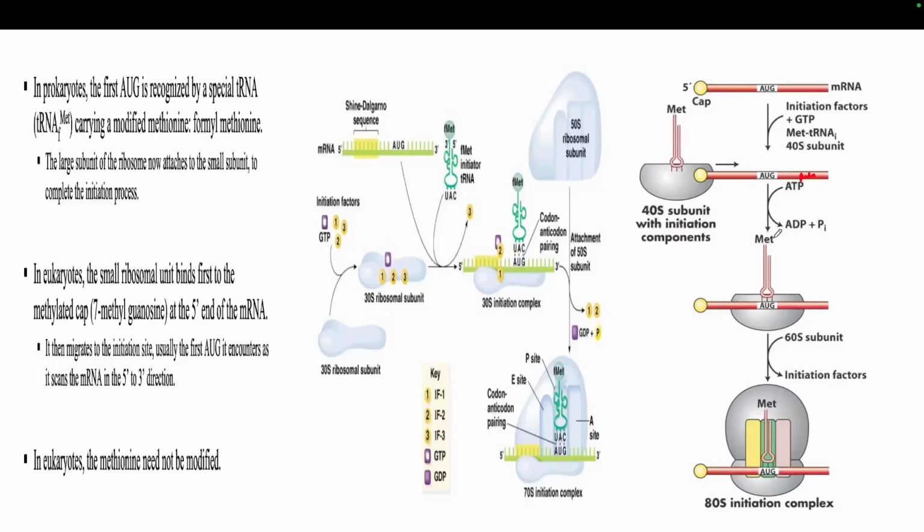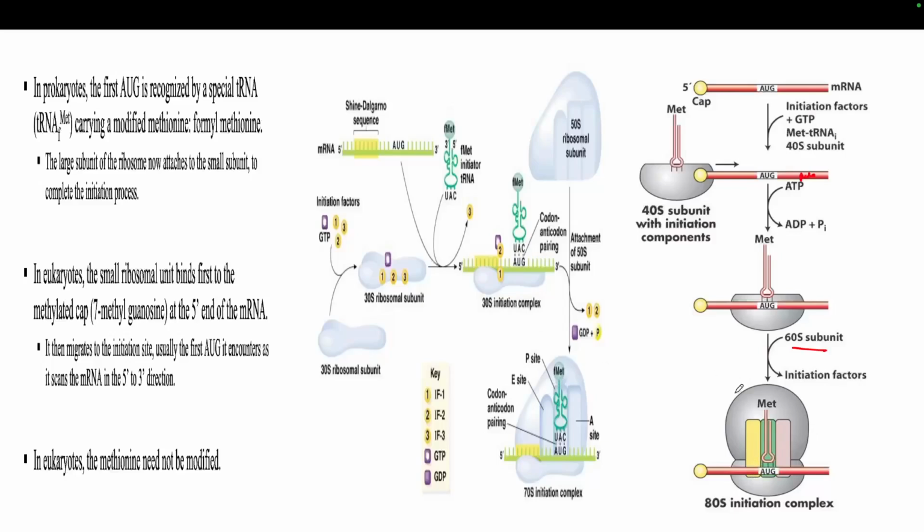Likewise, in the case of the eukaryote, a methylated 5' cap is required on the mRNA. Only then can this 40S subunit come and bind here and scan the Kozak sequence, and where it finds the AUG, it will start the protein synthesis from there. Then after reaching this AUG site, the bigger subunit, the 60S subunit, will come and bind to the small subunit and form the complete complex.